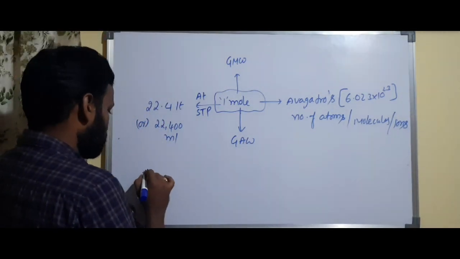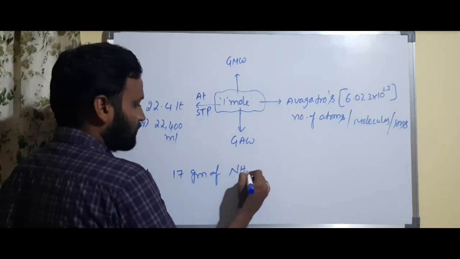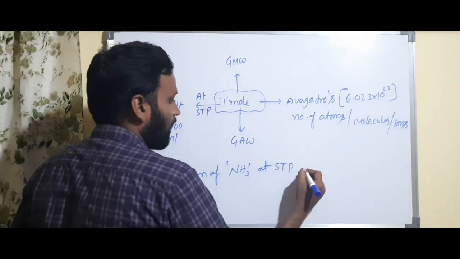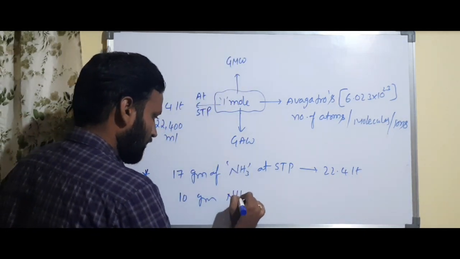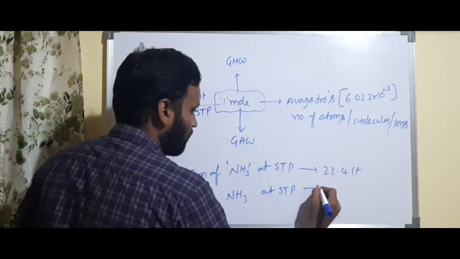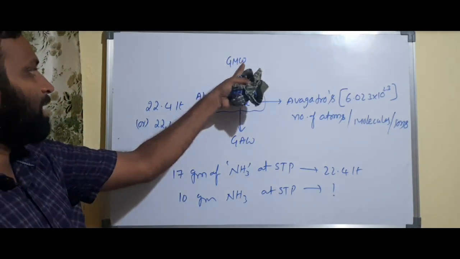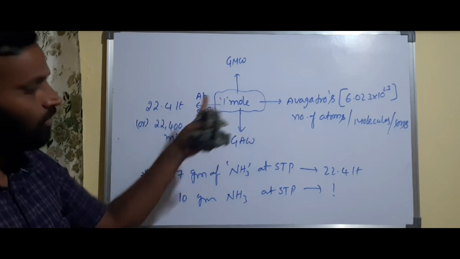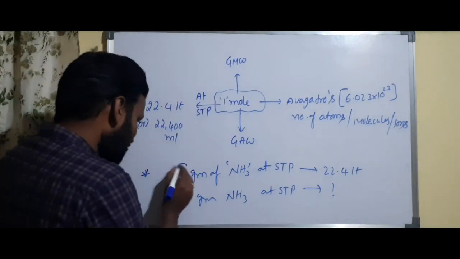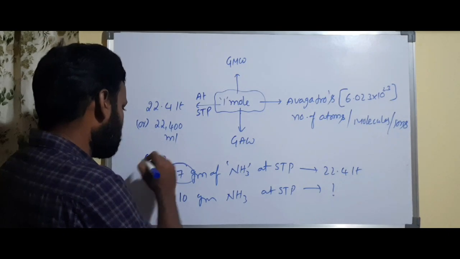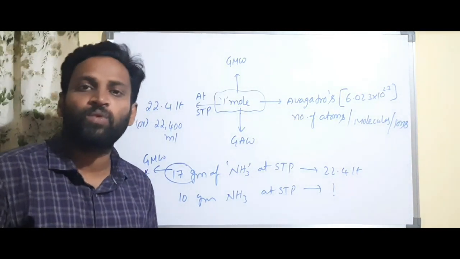Getting what I am saying? Suppose 17 grams of ammonia, 17 grams of NH3 at STP occupies 22.4 liters. Then 10 grams of NH3 at STP has how much volume? If they ask, you have to find out like this. Question you understood? Because gram molecular weight is 1 mole, volume is also for 1 mole. So these two you can compare. 17 grams is nothing but a gram molecular weight. Get it? So they are asking, 10 grams of ammonia at STP occupies how much volume?